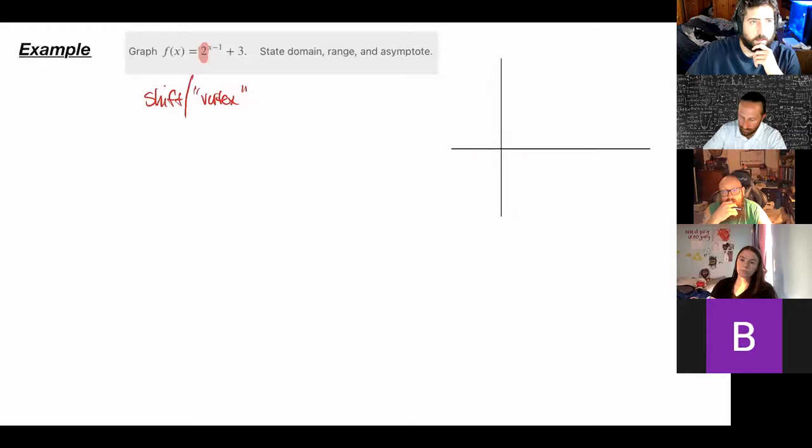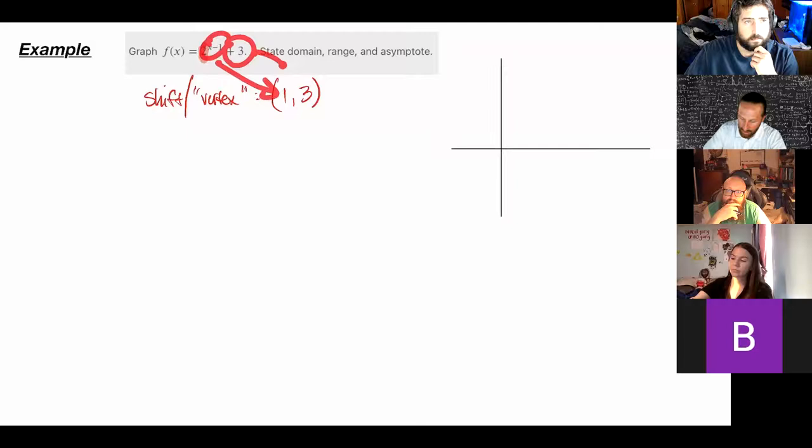Would it be plus 1 because it's the minus 1? Very good, Drew. And? 3. Good. Now, if you wanted to put that in words, you would say shift right 1 and up 3. And what are we shifting right 1 and up 3? The vertex. Technically, everything. But yes, you're right, Drew.